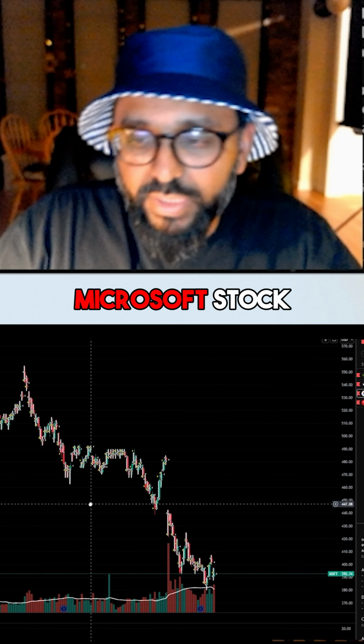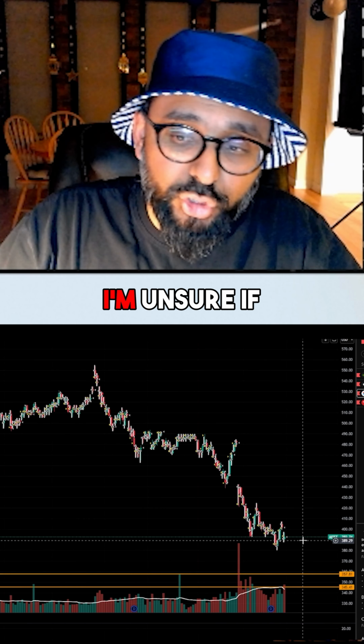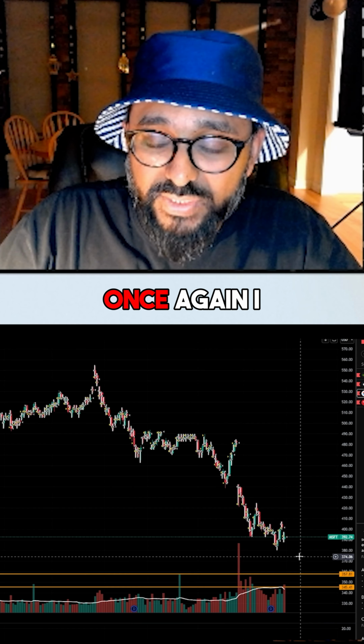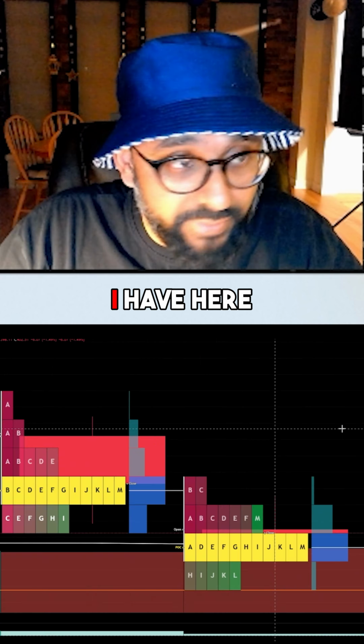When you zoom out for the Microsoft stock, there's a massive support level in the 345 to 357 area. I'm unsure if price will go back into this area. Once again, I want to see seller exhaustion and I want to see buyers kind of stepping in. I don't see either. Here is Tesla.